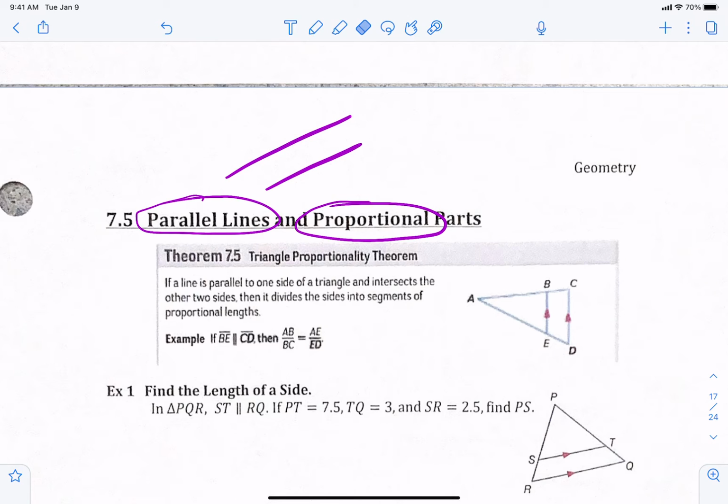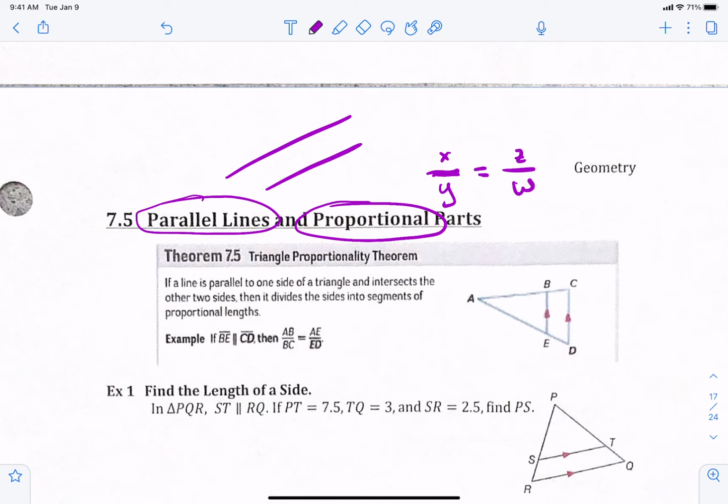What does a proportion look like? Basically two fractions, something equal to something, right? X over y equals z over w. And then you set them up and you cross multiply and divide, right? You set it up like that.